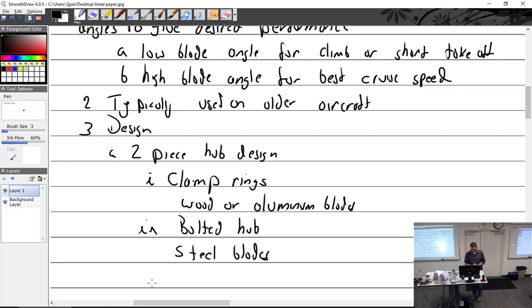And this particular ground adjustable propeller is really one of the only props that I'm aware of that has steel blades on it.